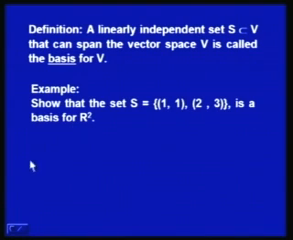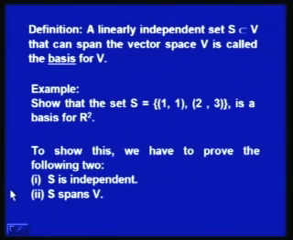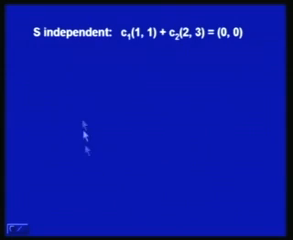Now, to establish this, we have to show two things. One is that S is independent, and the second is that S spans V. You can look at the definition. We have to have a linearly independent set, and then it should span V. So, these two things have to be there. So, let us first check the linear independence of the set.